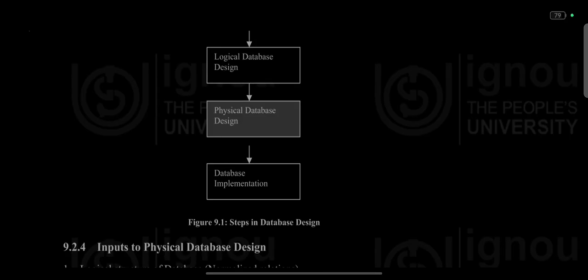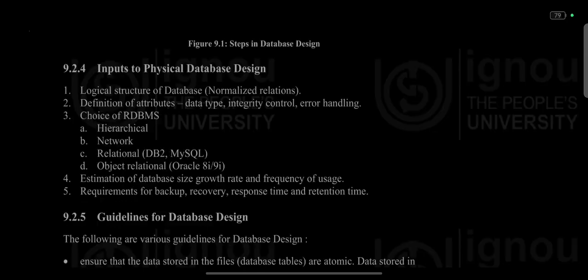Inputs to physical database design. Logical structure of database, normalized relations, definition of attributes, data type, integrity control, error handling, choice of RDBMS: hierarchical, network, relational, DB2, MySQL, object relational, Oracle 8i/9i, estimation of database size, growth rate, and frequency of usage, requirements for backup, recovery, response time, and retention time.